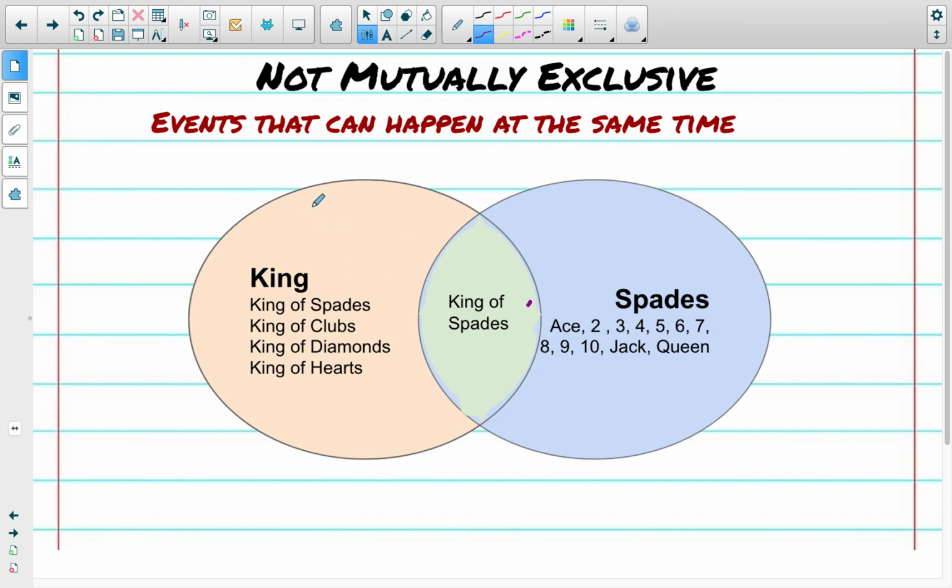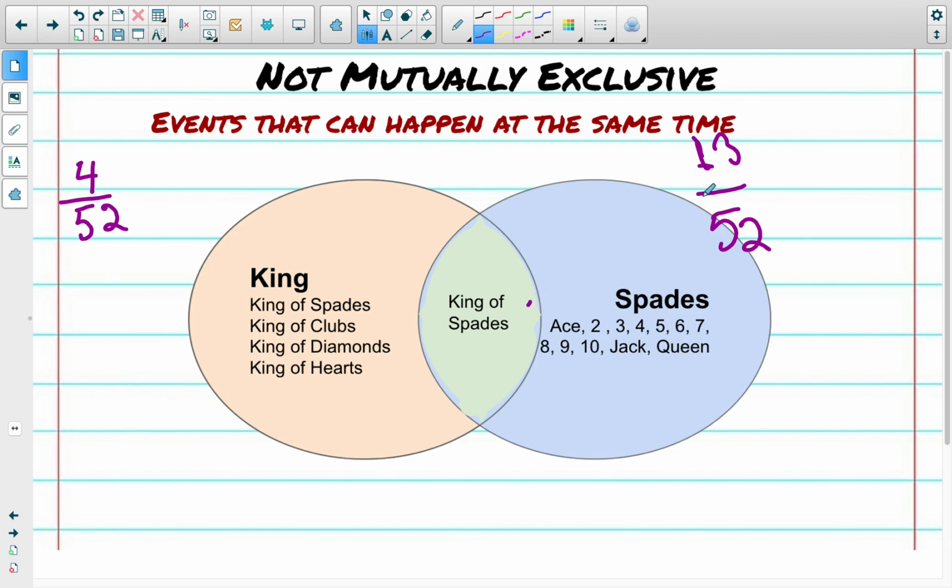So if we're in the probability world, thinking about the probability of a card being a king and the probability of a card being a spade, if we're calculating those two probabilities, the probability of being a king is 4 out of 52. And the probability of being a spade is a quarter of the deck, so it's 13 out of 52.